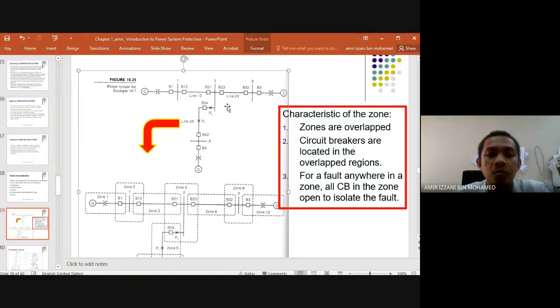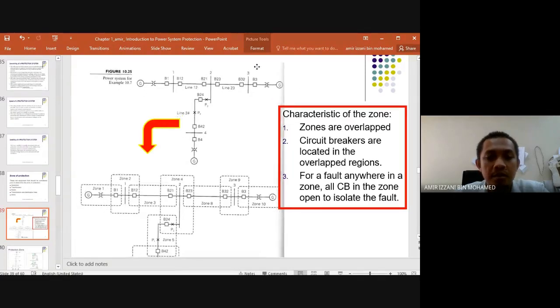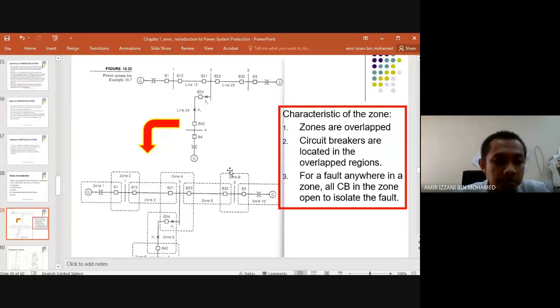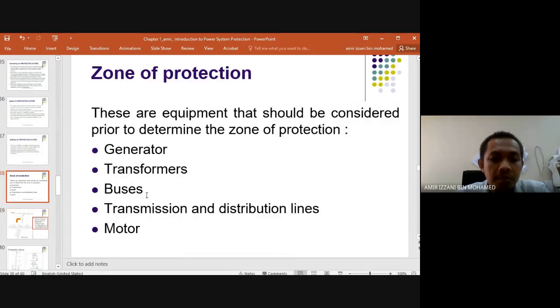Before we draw the zones, according to this character, what happens if we draw the zone? Here we can see one zone. The reference is the transformer. Because the generator is connected to the transformer, we consider it as one. So it's one zone here. The next zone is the bus. Refer back to this slide: first we have the transformer with generator, and we have the bus.